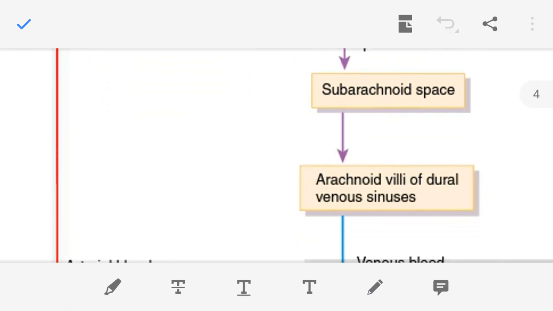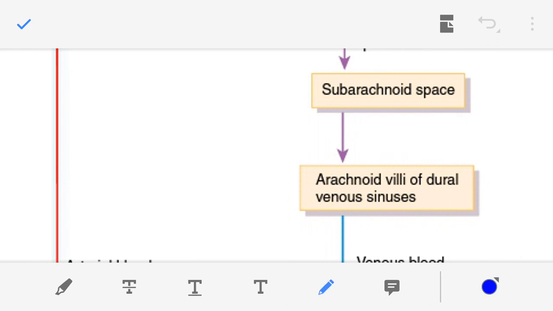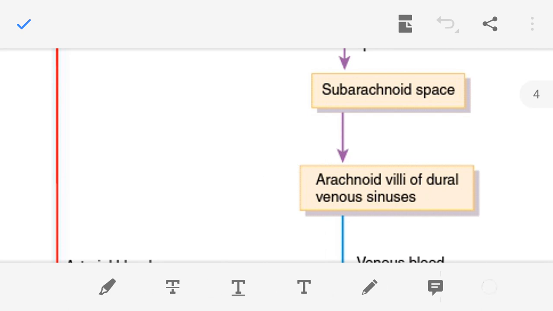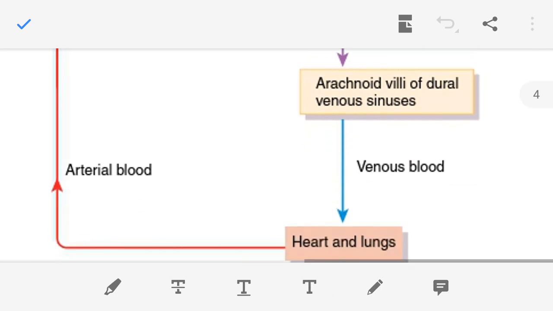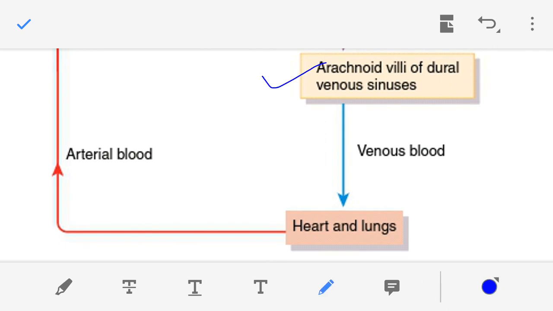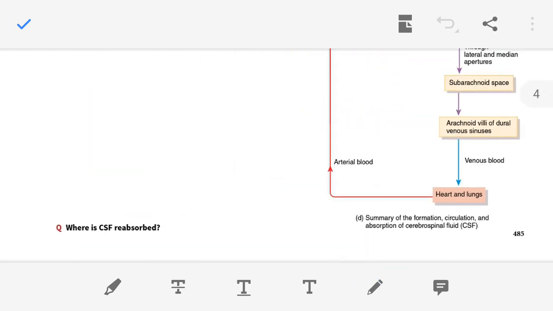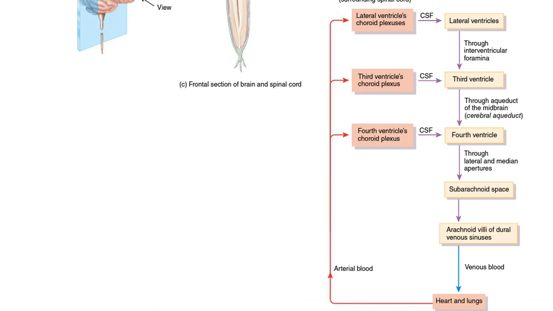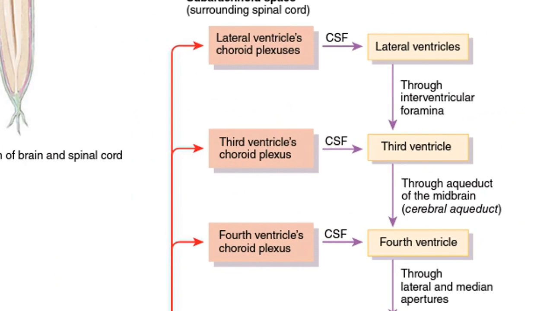Now from the subarachnoid space, this CSF finally reaches the arachnoid villi of the dural venous sinuses. In these sinuses, venous blood is there. So now CSF is absorbed by the arachnoid villi, and this way CSF is mixing with the venous blood, and this venous blood is finally reaching the heart and lungs. So I'm showing you this concept map. This one.